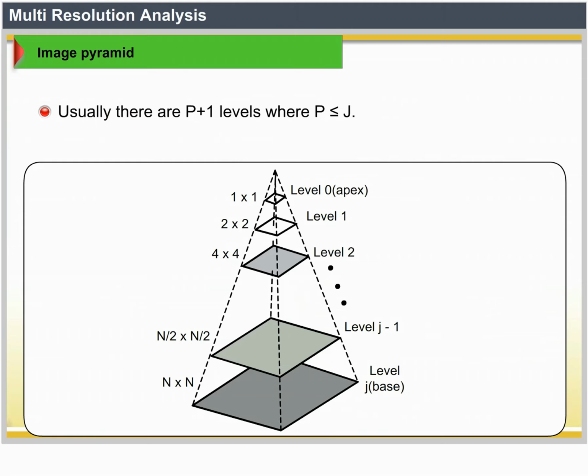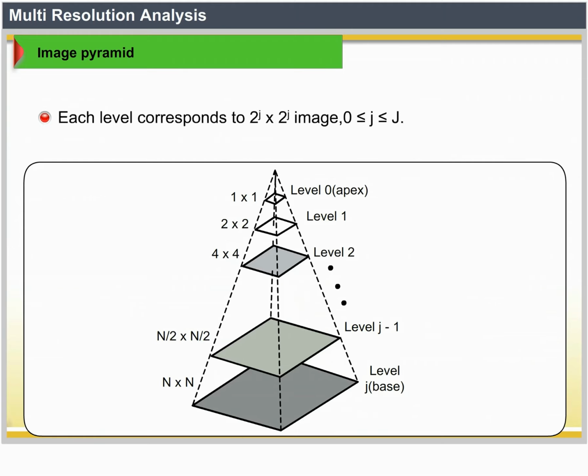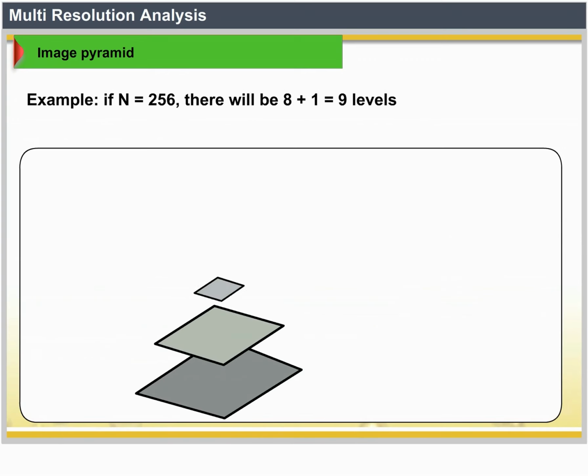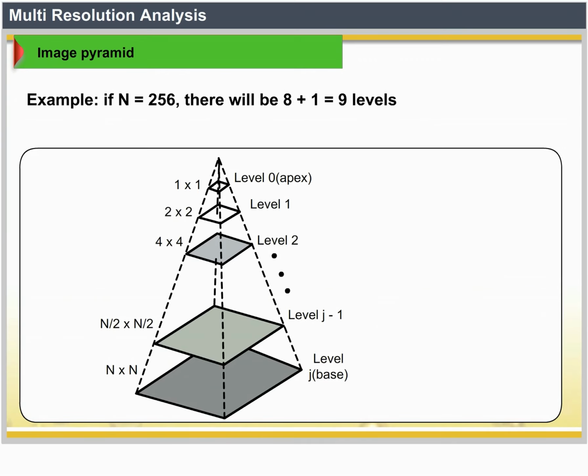Each level corresponds to a 2 to the power J by 2 to the power J image, where J lies between 0 and log n. Base level 2 to the power J by 2 to the power J equals 2 to the power of log n by 2 to the power of log n, equaling n by n. For example, if n is 256, there will be 8 plus 1, 9 levels. 2 pyramids.